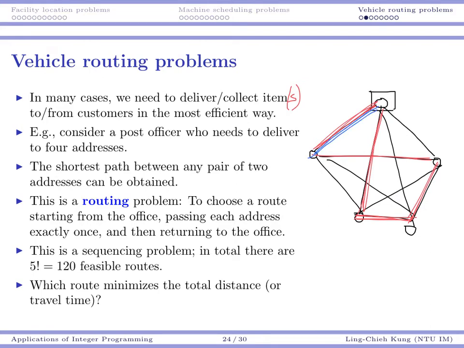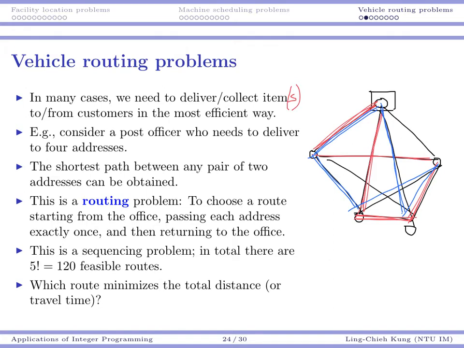Alternatively, you can do another thing. Let's say something like this. Okay, then of course you also fit the objective. You also pass all the addresses. Okay, but the distance may be different. That's the difference. What you want to do is to do this in the most efficient way. So you want to find a route that can minimize the total distance or total traveling time that you need to complete the work. Okay, this is again a sequencing problem.